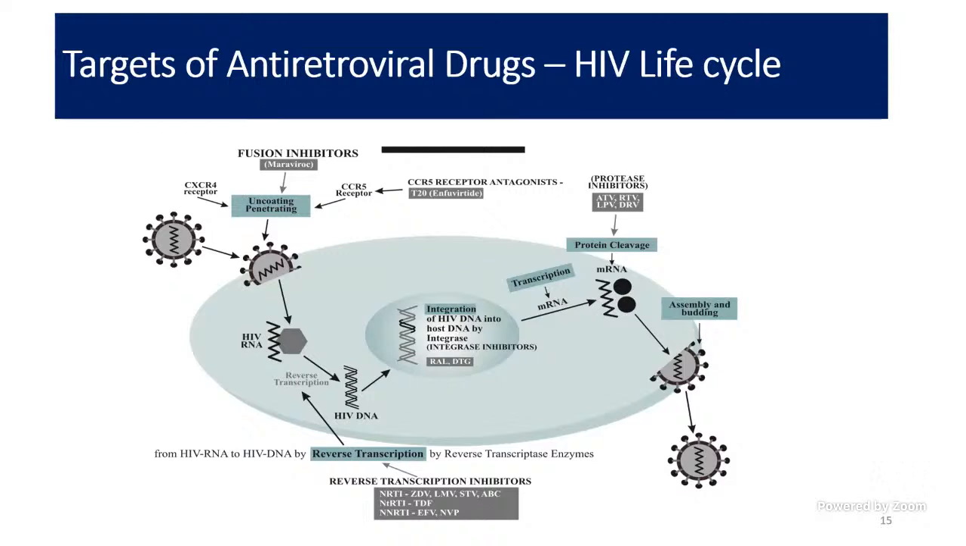Now, the integration of the HIV DNA into the host human DNA is done by the enzyme integrase, and this integrase enzyme is inhibited by our drugs like dolutegravir and raltegravir. This step is blocked by these drugs. So the HIV DNA, however much of it is there in the cell, does not incorporate into the host DNA, and thereby it is not able to produce its own smaller virions or the babies.